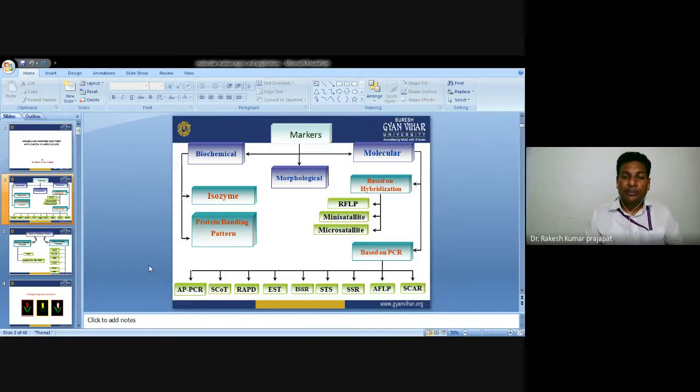So the minisatellite and microsatellite are very important. Minisatellites, variable number of tandem repeats, are very important in the case of DNA profiling. Variable number of tandem repeats.